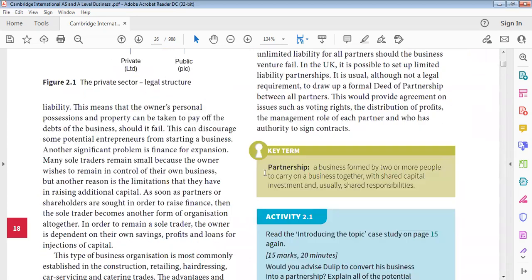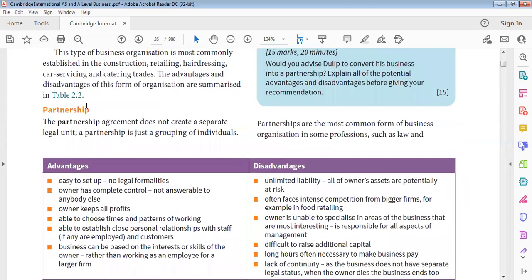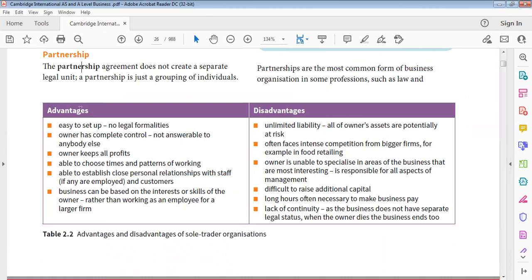Now let's look at partnership. So what is partnership? Partnership is almost the same as sole trader, but you have more than one owner. Usually it's between 2 and 20 owners. Now there are some advantages and disadvantages of partnership. I won't discuss all of them, maybe a few. And you'll see that some of them are common to sole traders as well, because sole traders and partnerships are very similar, except for the number of owners. In sole trader, it is just one. In partnership, it is more than one. That's it.